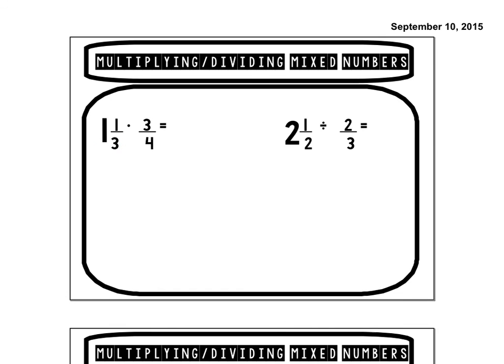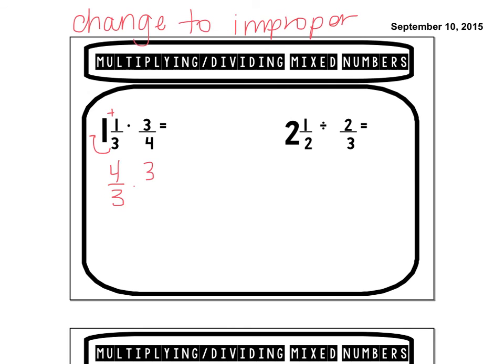The last part that we're going to review is multiplying and dividing mixed numbers. So when you're going to multiply and divide mixed numbers, the first thing that you have to do is change anything to improper. Okay, so this one would become 4/3 times 3/4. Top times top gives us 12. Bottom times bottom gives us 12, and we end up with 1.